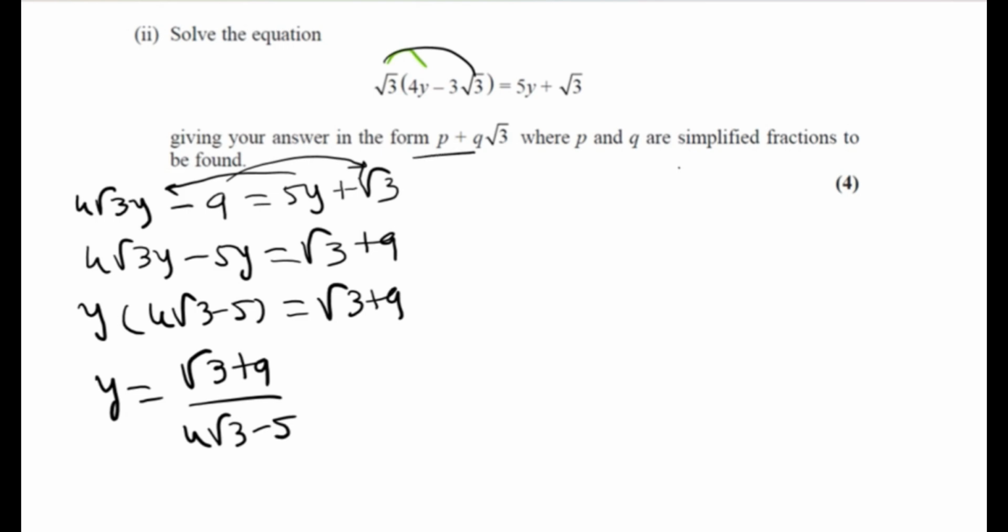But we need our answer in the simplest form, so we have to rationalize it. For that, I have to multiply numerator and denominator with 4 root 3 plus 5.